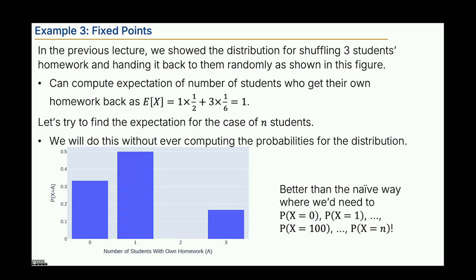Okay, well, here's a harder one. We have this distribution that we derived from scratch that was a little ugly. I have 3 students. You give me all your homework. I give them back randomly.